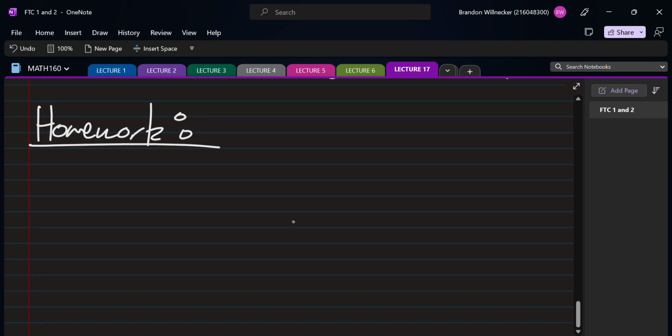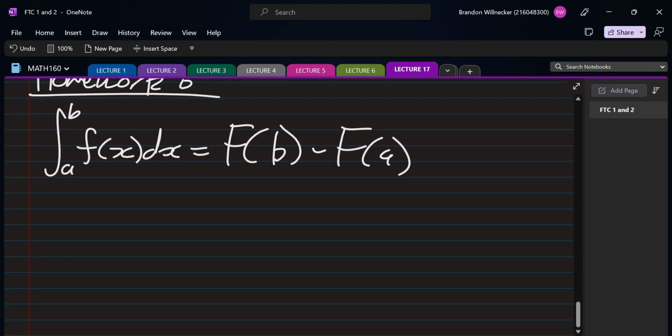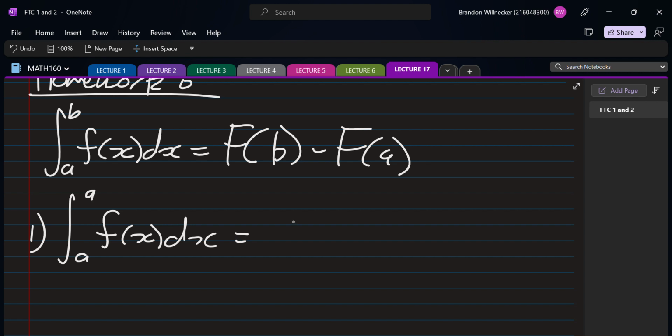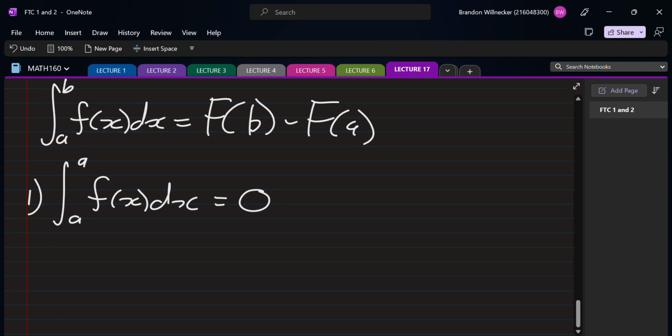Okay, so I'll just put the note here. The integral from a to b of f of x dx is equal to F at b minus F at a. So we're going to use this as our starting point. And then the things to prove: the integral from a to a of f of x dx is equal to 0. You should have had these before, but I'll just rewrite them.